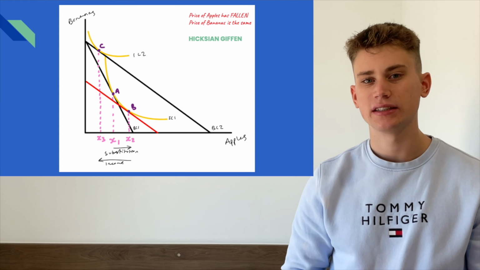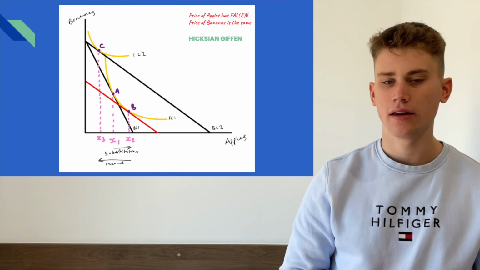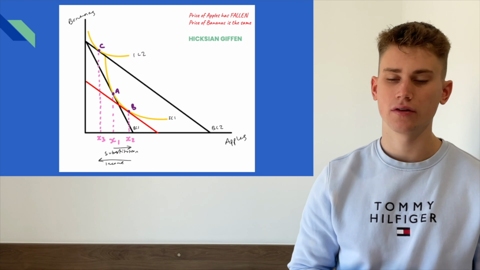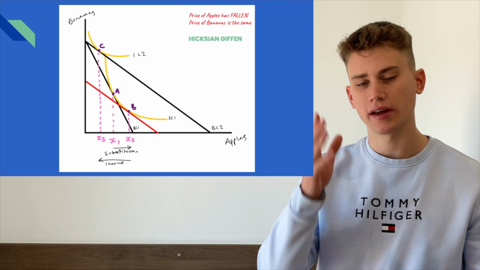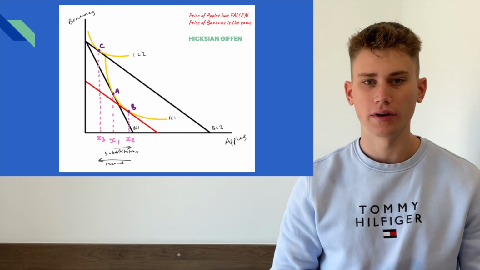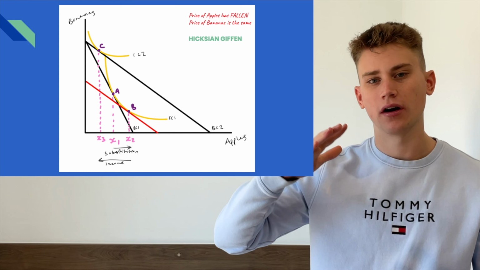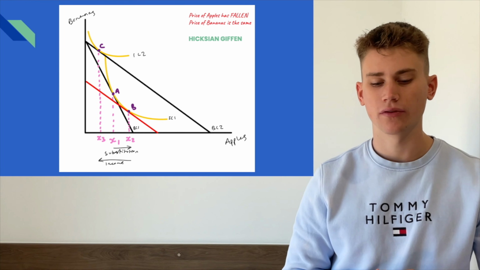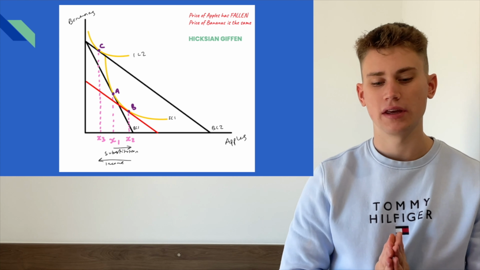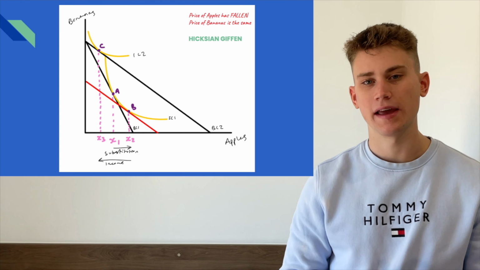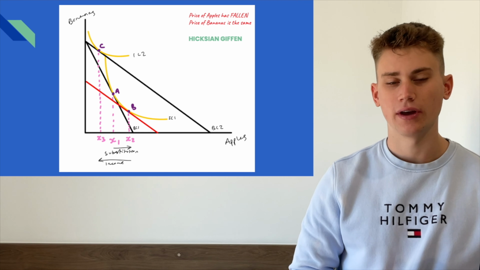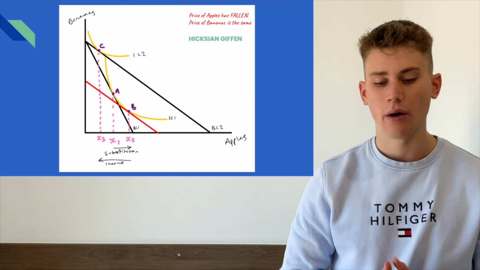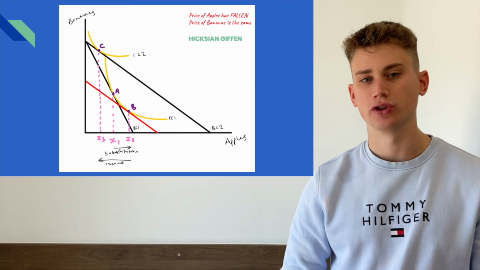Finally, we're just going to look at a Hicksian Giffen good. So again, same parameters: the price of apples has fallen, the price of bananas is constant, the budget line shifts out, and we draw our second indifference curve IC2, labelling that point C. But when we bring our budget line back down to become tangent with our original indifference curve, you see that point B is to the right of A, whereas point C is to the left. So you have a substitution effect and an income effect going in opposite directions as before. However, the income effect now outweighs the substitution effect.